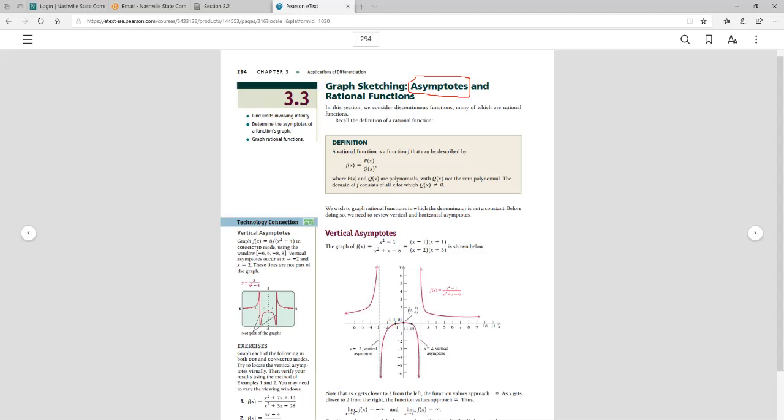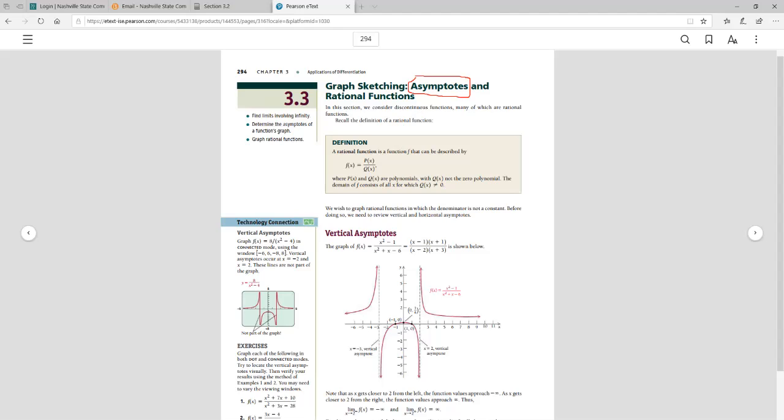So for the most part, in this section, we're going to worry about the vertical asymptotes. We may touch on horizontal asymptotes briefly, but vertical asymptotes are the ones that, for all intents and purposes, we investigate the most because they can cause a lot of problems.